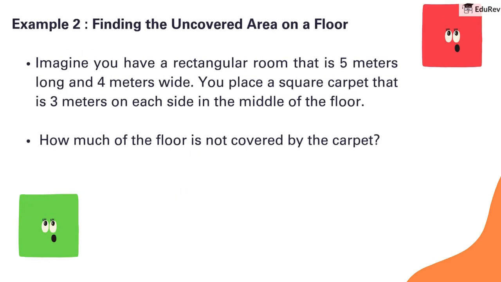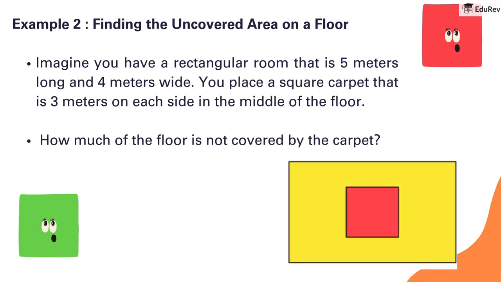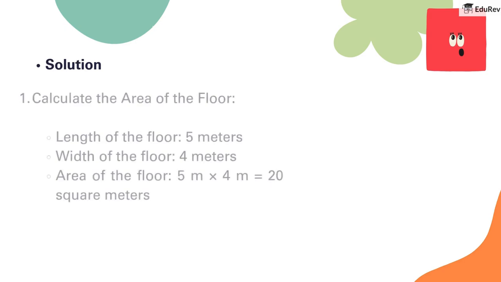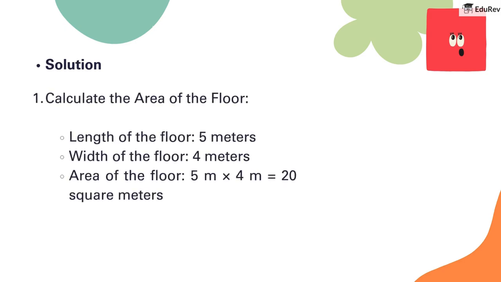Another example. Imagine you have a rectangular room that is 5 meters long and 4 meters wide. You place a square carpet that is 3 meters on each side in the middle of the floor. How much of the floor is not covered by the carpet? So, calculate the area of the floor.